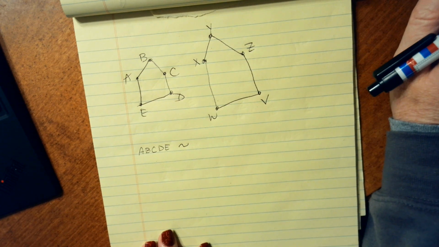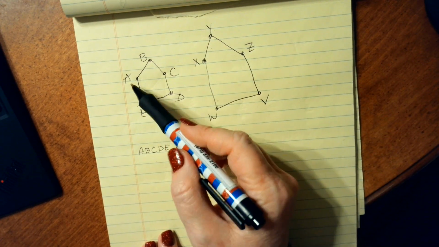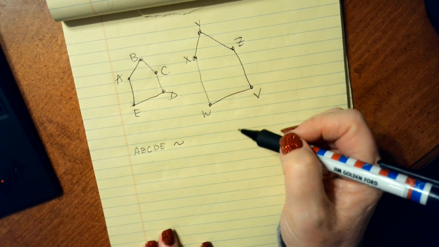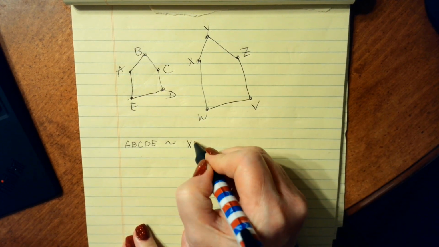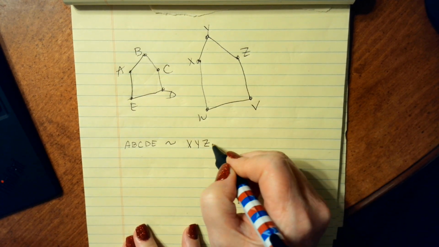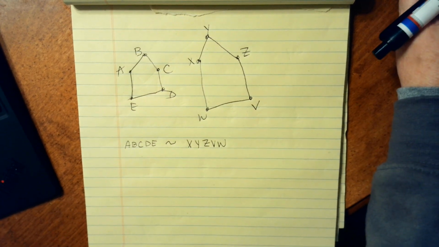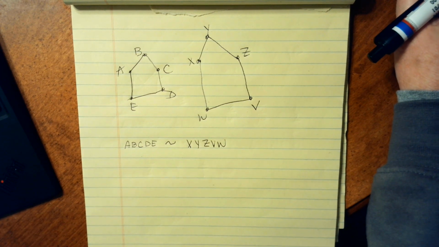The 2 figures are similar. You need to be able to name them in a similarity statement. So this one starts out A, B, C, D, E, and we want to make sure that we name the second statement to match it. And that's going to be X, Y, Z, V, W. So we're going around the same direction. So just be careful that you pay attention to how things are oriented.